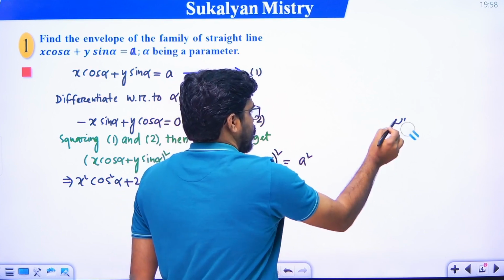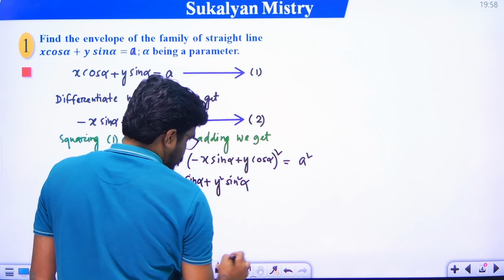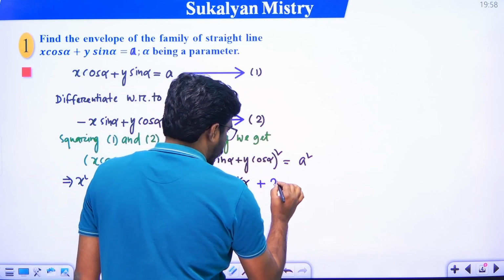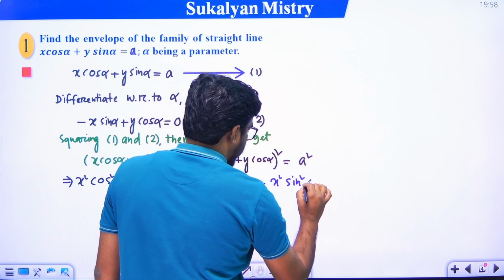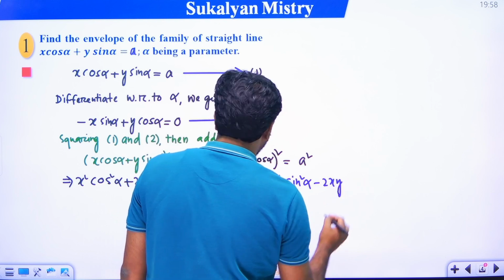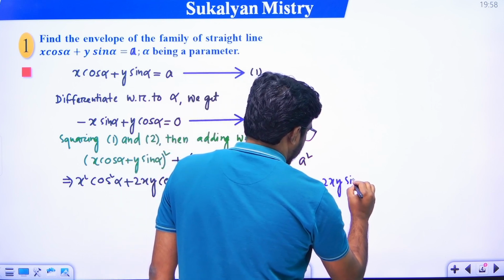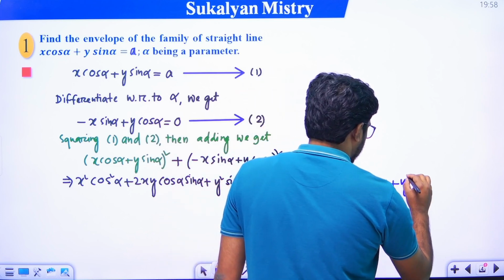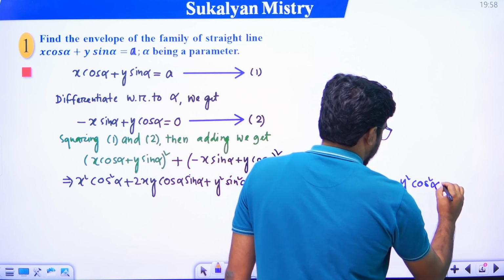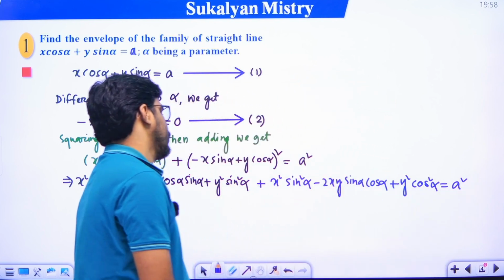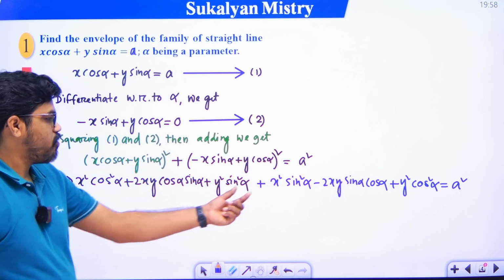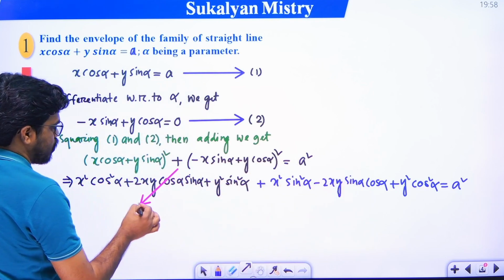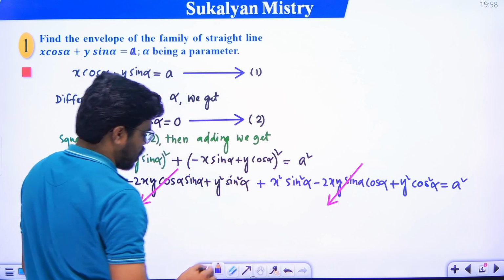So plus (a minus b) square, that is x square sin square alpha minus 2xy sin alpha cos alpha plus y square cos square alpha is equal to a square. So plus 2xy cos alpha sin alpha minus 2xy cos alpha sin alpha cancel. Yes or no? Yes.